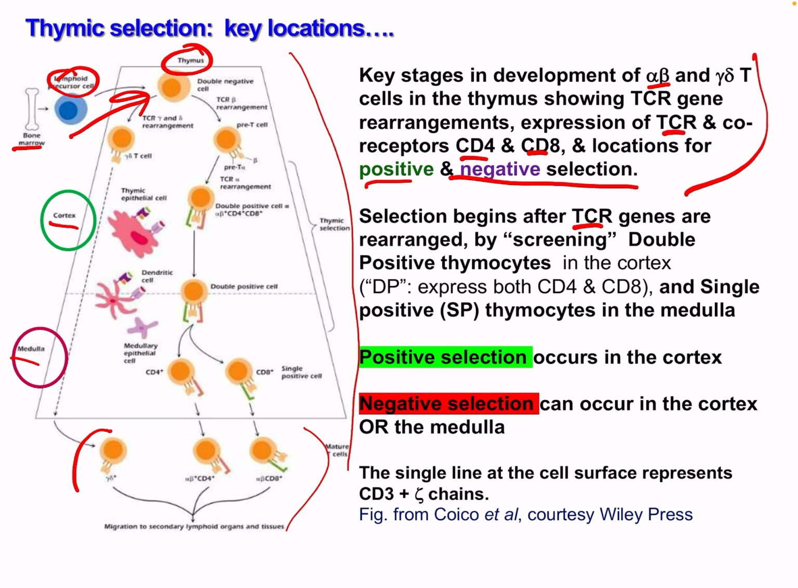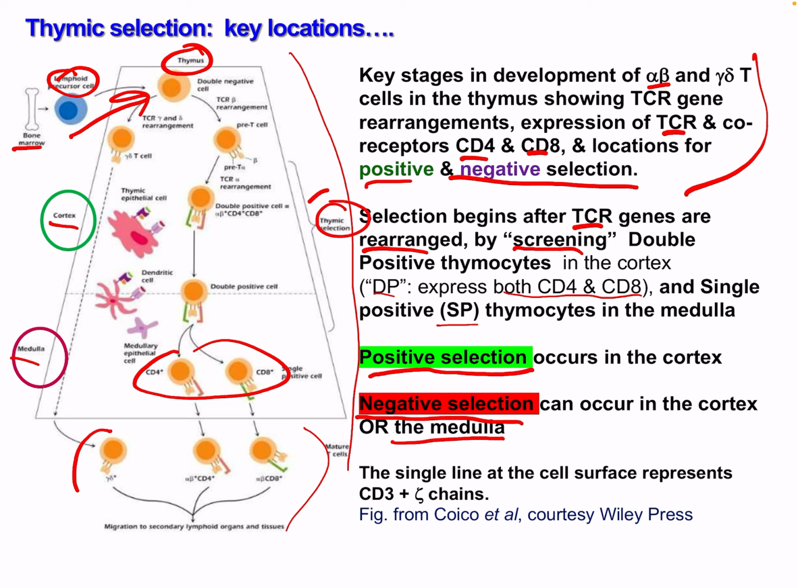Selection begins after T cell receptor genes are rearranged by screening our double positive thymocytes in the cortex, which again, double positive means expresses both CD4 and CD8, and our single positive thymocytes in the medulla. So again, here's our single positive. Positive selection occurs in the cortex. Again, thymic selection. Here's our positive. Negative selection can occur in the cortex or the medulla. The single line at the cell surface represents the CD3 and zeta chains, which again are always expressed on the T cell.